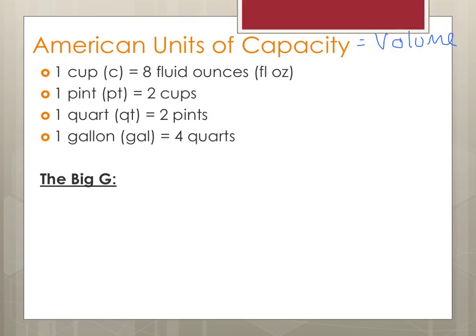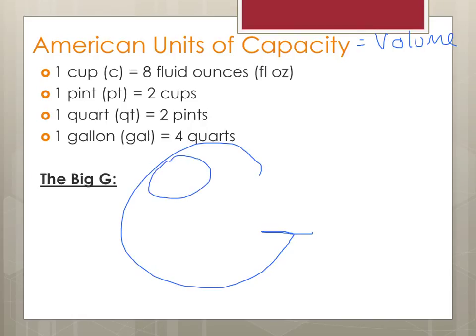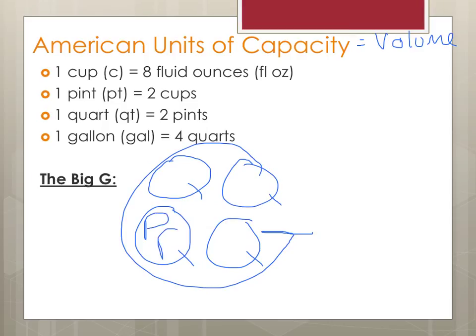So on your paper, you start by drawing a big G to represent gallon. In that G, you draw 4 quarts. 4 Q's, because there's 4 quarts in 1 gallon. In each quart, you draw 2 P's, because there's 2 pints in each quart.